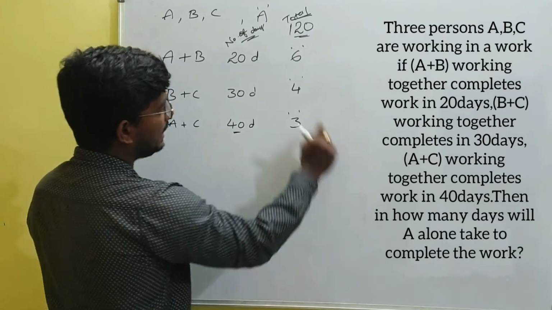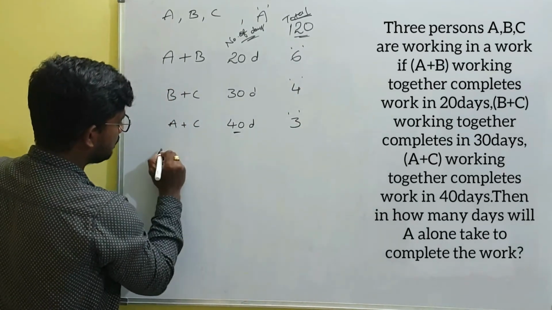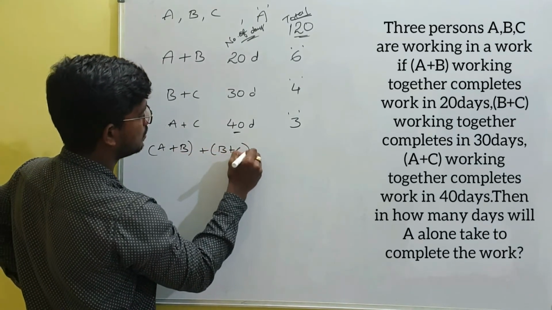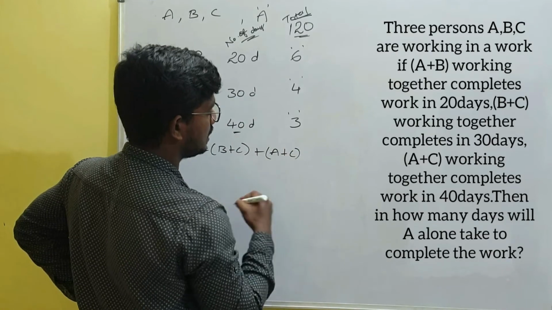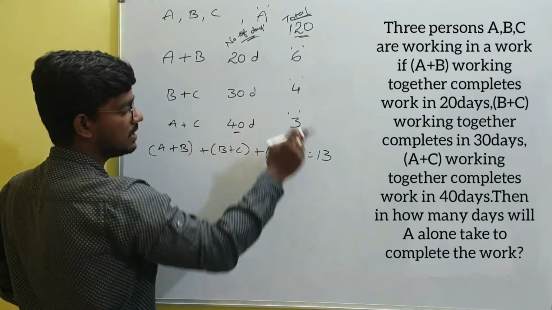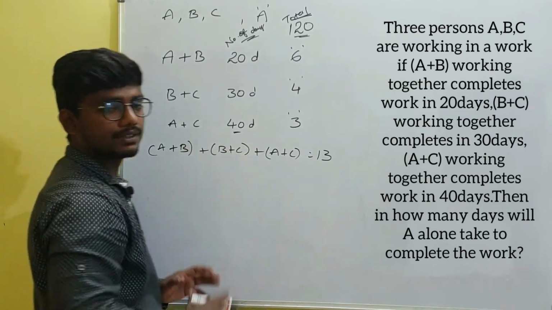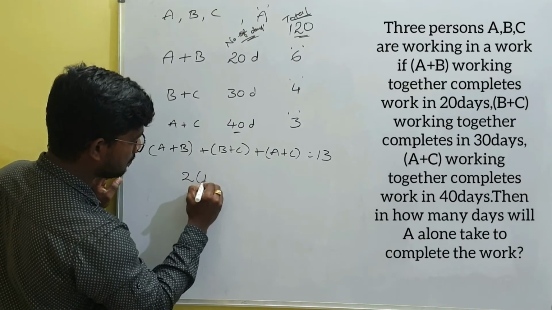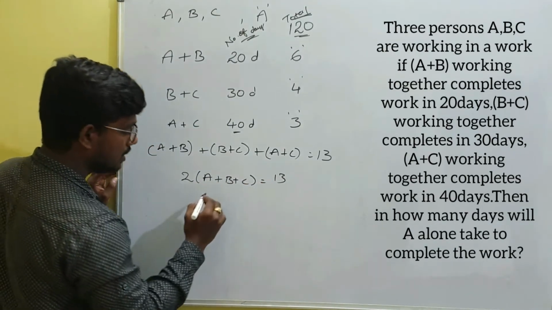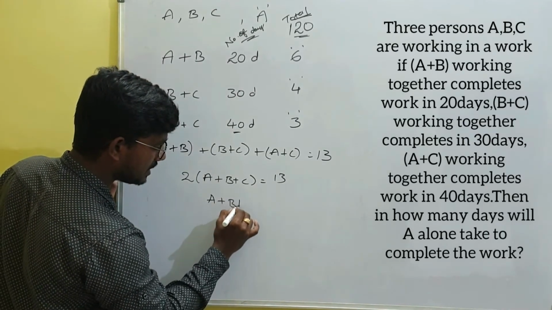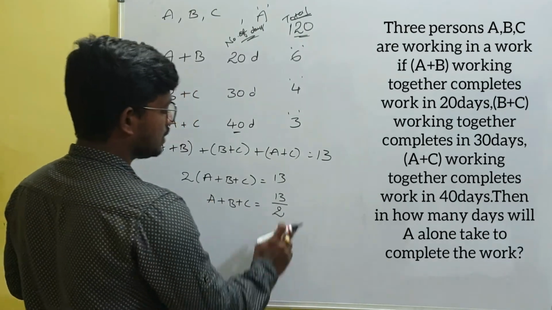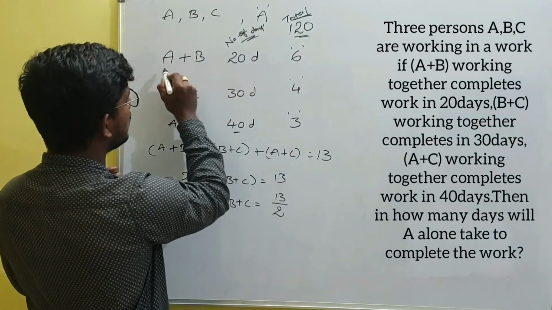Now by adding all this, what I get here is A plus B plus B plus C plus A plus C is equal to 13. The entire efficiency is 13. So here what I get is 2 of A plus B plus C is equal to 13. So the A plus B plus C efficiency is nothing but 13 by 2.